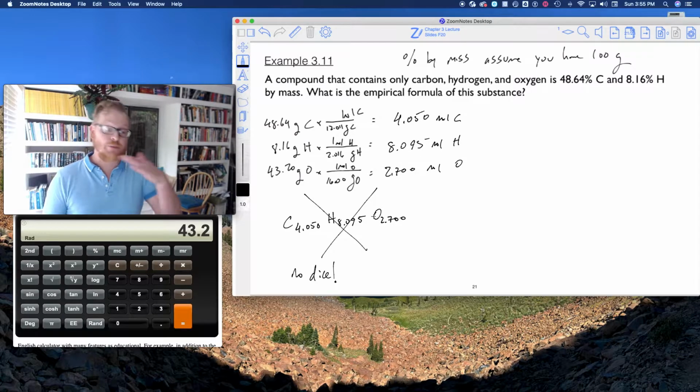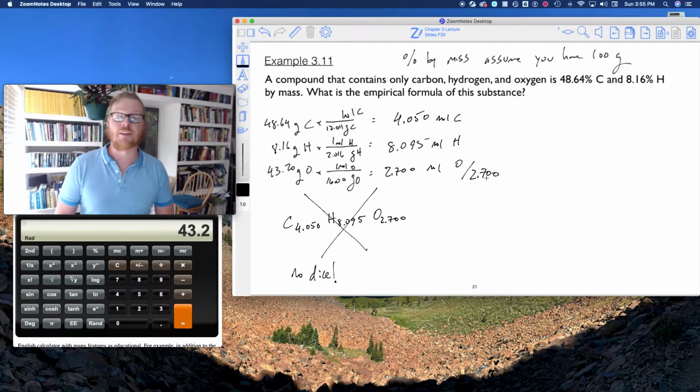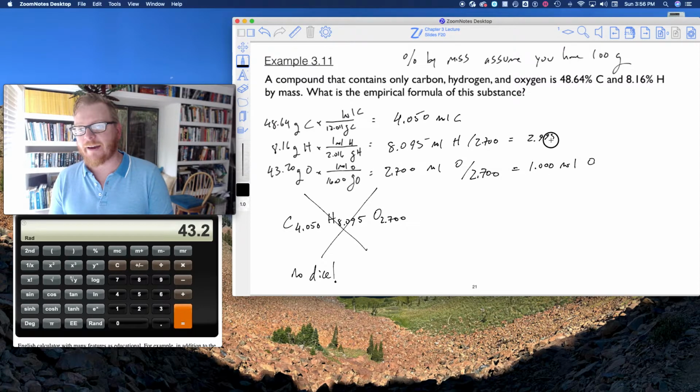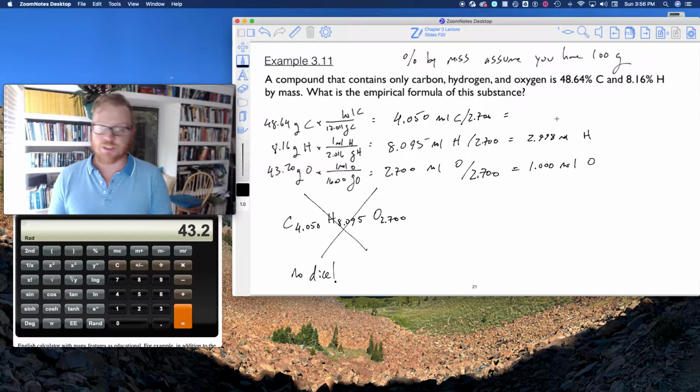The way that I do that is by dividing by the smallest number, okay? So in this case, oxygen is the smallest number, so I'm going to divide that by 2.700. We call that the least common denominator, right? And that would give me 1.00 moles of oxygen. If I divide the hydrogen by 2.700, it works out to be 2.998 moles of hydrogen. And if I divide the carbon number by 2.700, I get 1.500 moles of carbon. Okay?